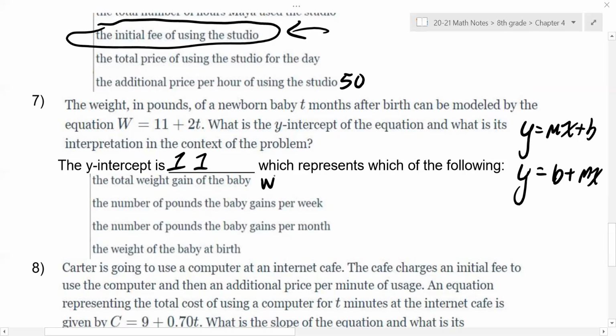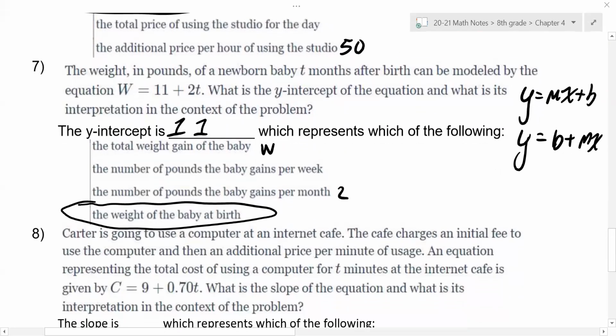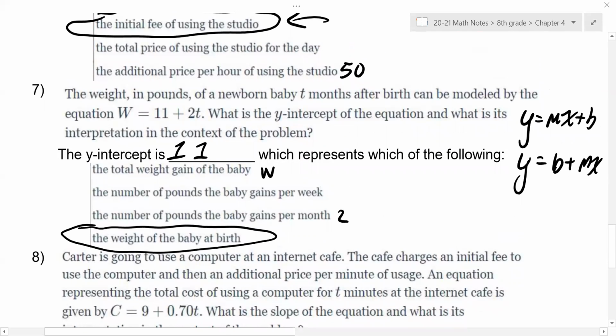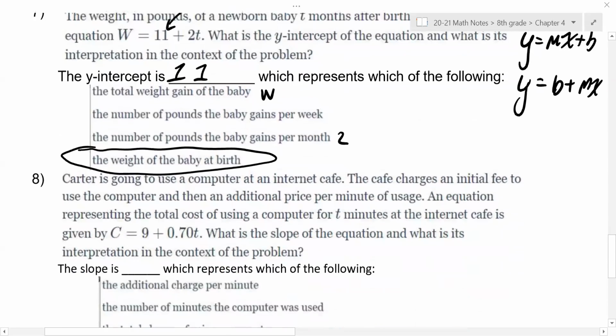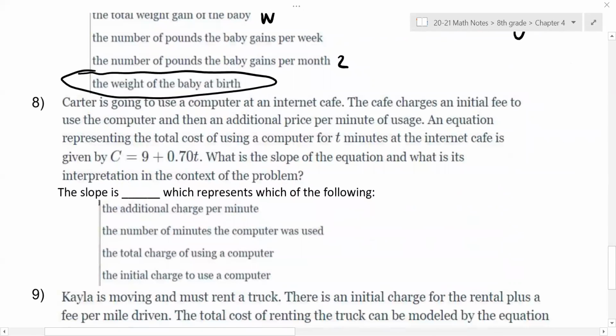Is it the number of pounds the baby gains per week? No, because that would be 2. The number of pounds a baby gains per month? Oh, I see what they did there. There's nothing that talks about how much they gain a week. That'll be 2. The weight of the baby at birth, yes, it is 11, because it tells us right here as being the initial data.